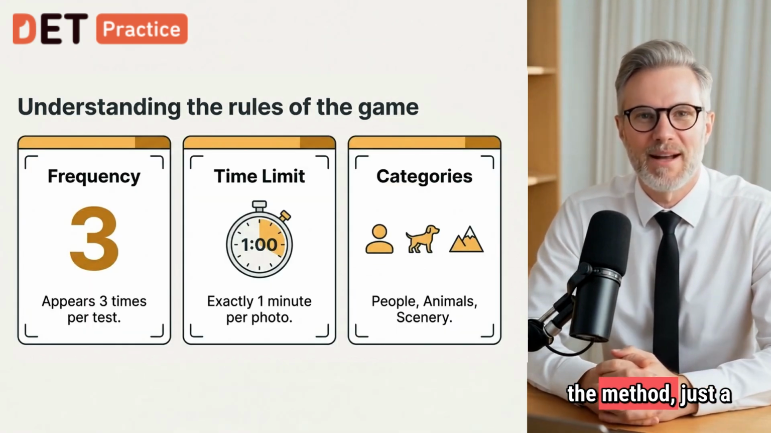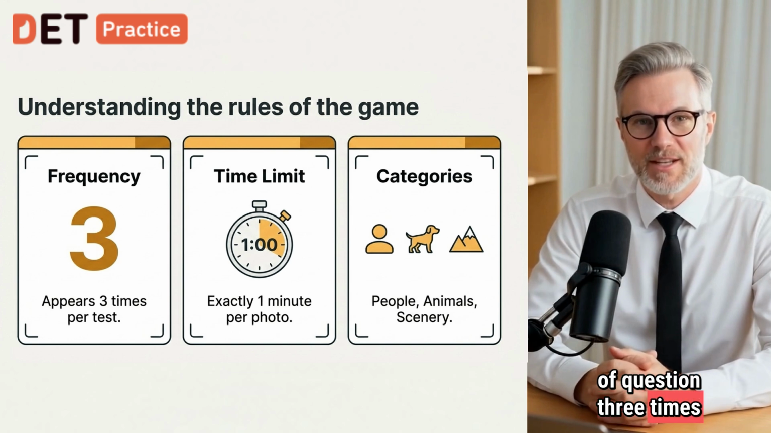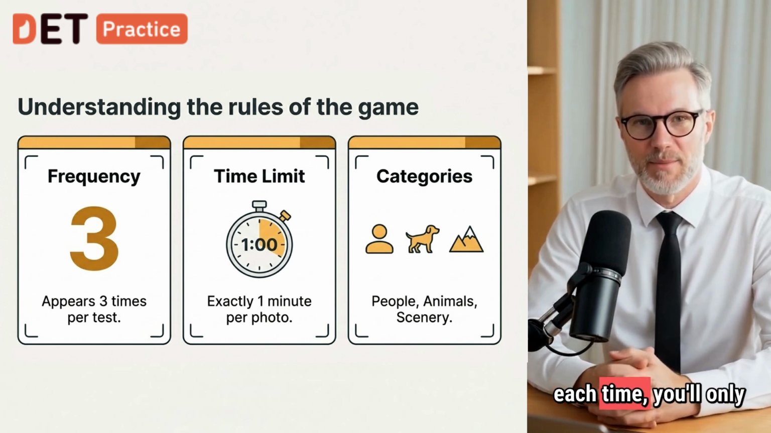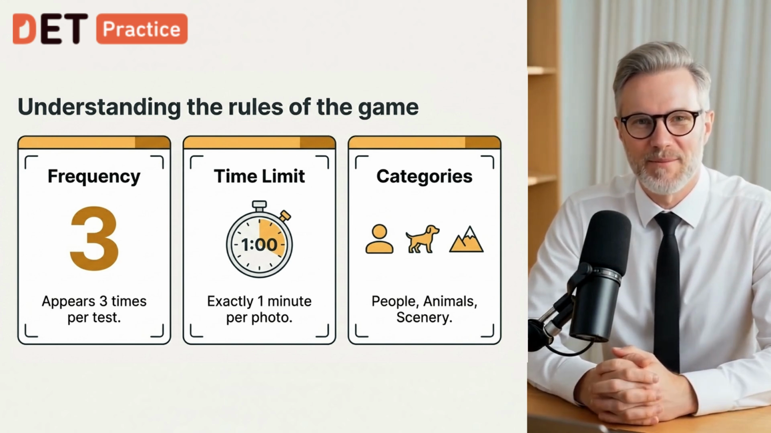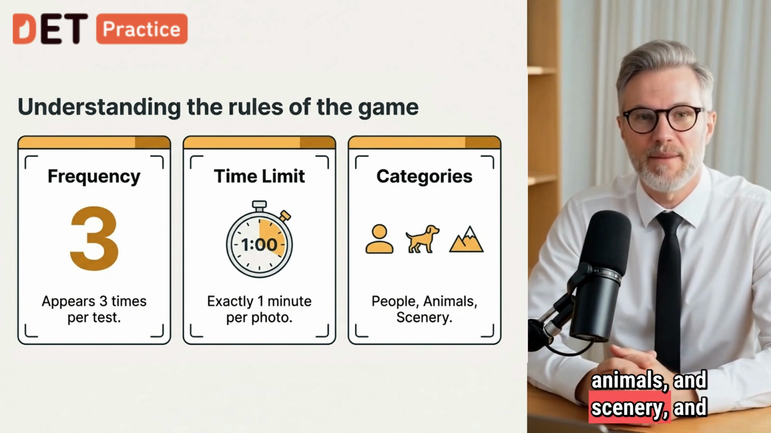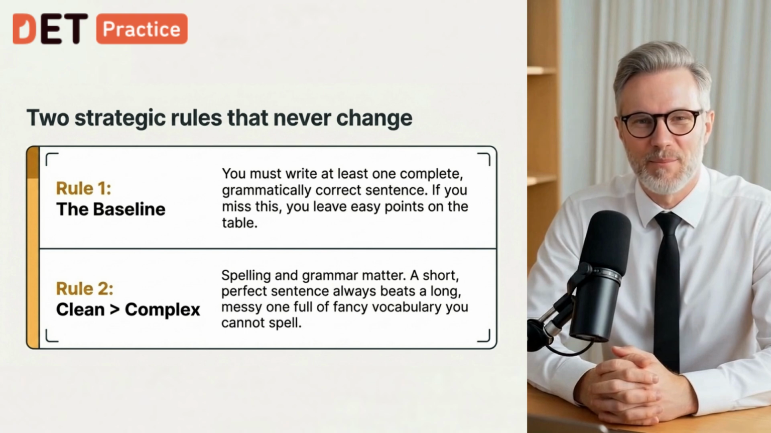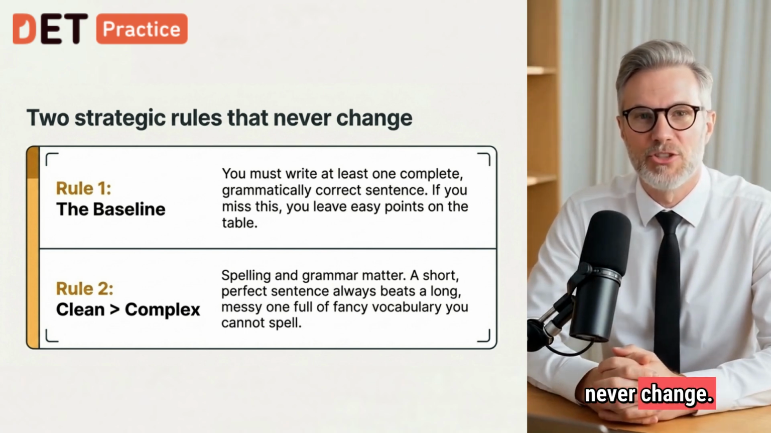Before we go into the method, just a quick reminder about how this task works overall. You'll see this type of question 3 times in the test, and each time you'll only have 1 minute to write. The photos usually fall into 3 categories: people, animals, and scenery. And each category benefits from a slightly different approach. But no matter what category you get, there are 2 rules that never change.